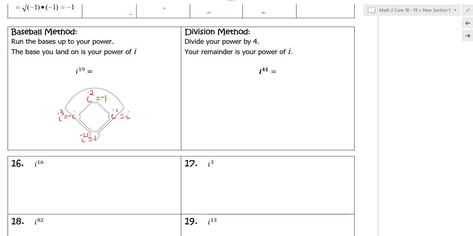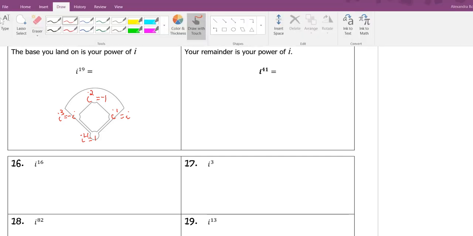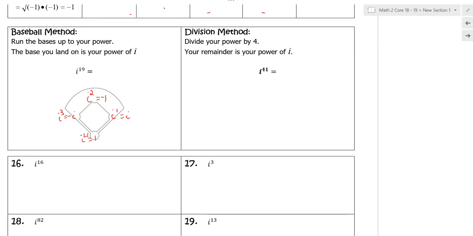So when I want to do i to the 19th, I'm going to run the bases, and I'm going to continue running around until I've gotten to 19. Just like in baseball, you start at home plate, and then you go to first, second, third. Home we're saying is back to fourth, so we've gone 4 so far. We're going to do it again. 5, 6, 7, 8, 9, 10, 11, 12, 13, 14, 15, 16, 17, 18, 19. If I go around 19 bases, I'm at i to the third, which equals -i.